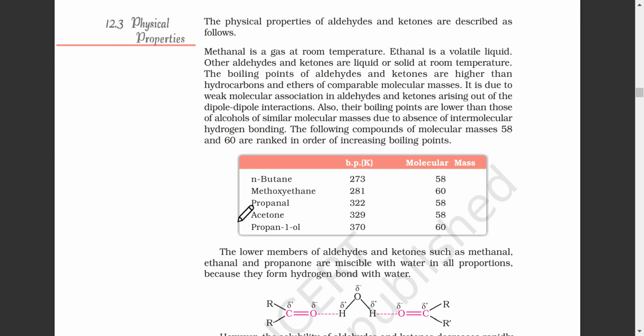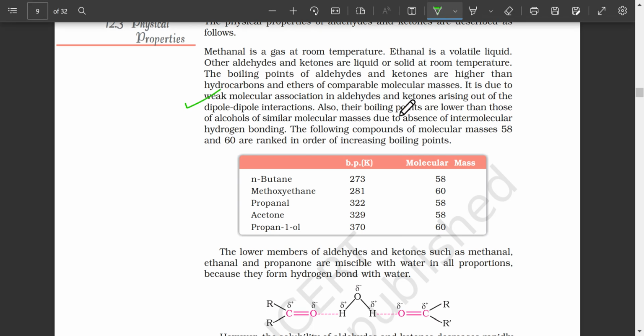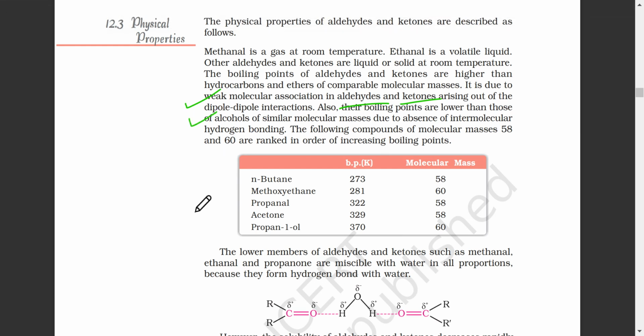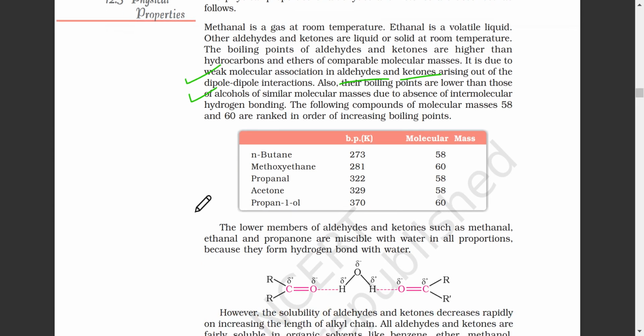But the boiling points of aldehydes and ketones will be higher than those of ethers or other hydrocarbons of comparable mass because of weak molecular association in aldehydes and ketones. So there is weak association, because there are dipole interactions. We know the C double bond O is a polar bond, so because of dipole interactions you'll see their boiling points being higher than corresponding ethers, etc.